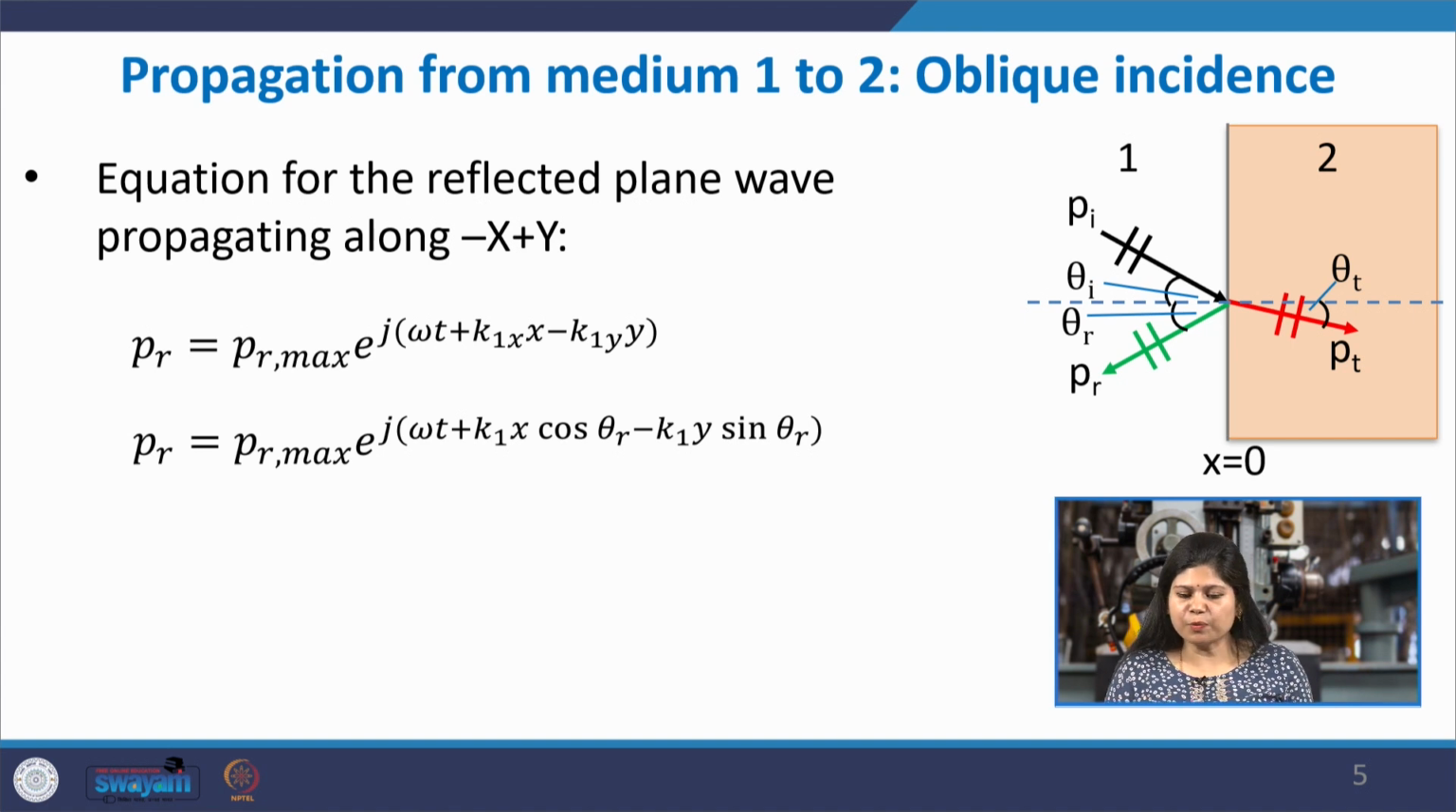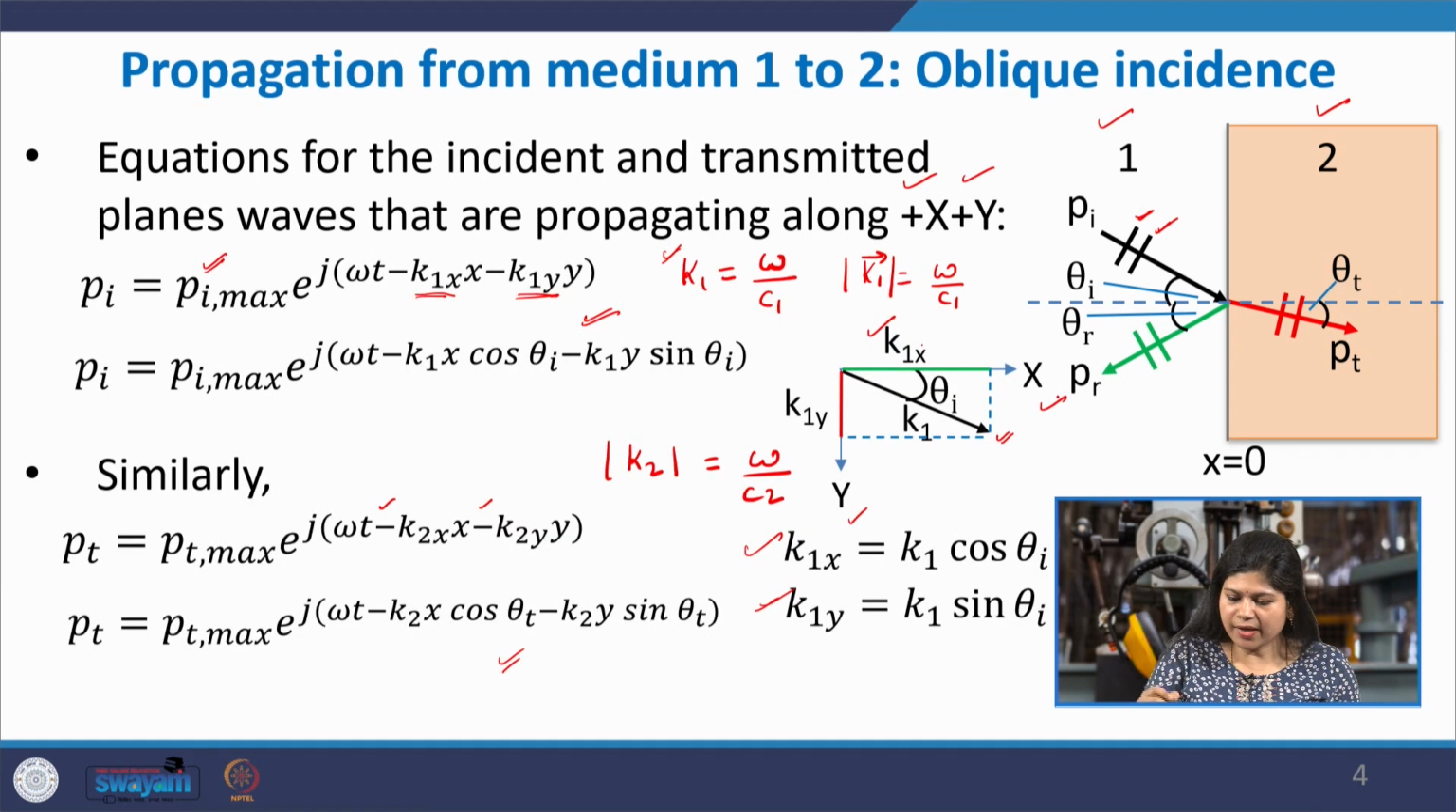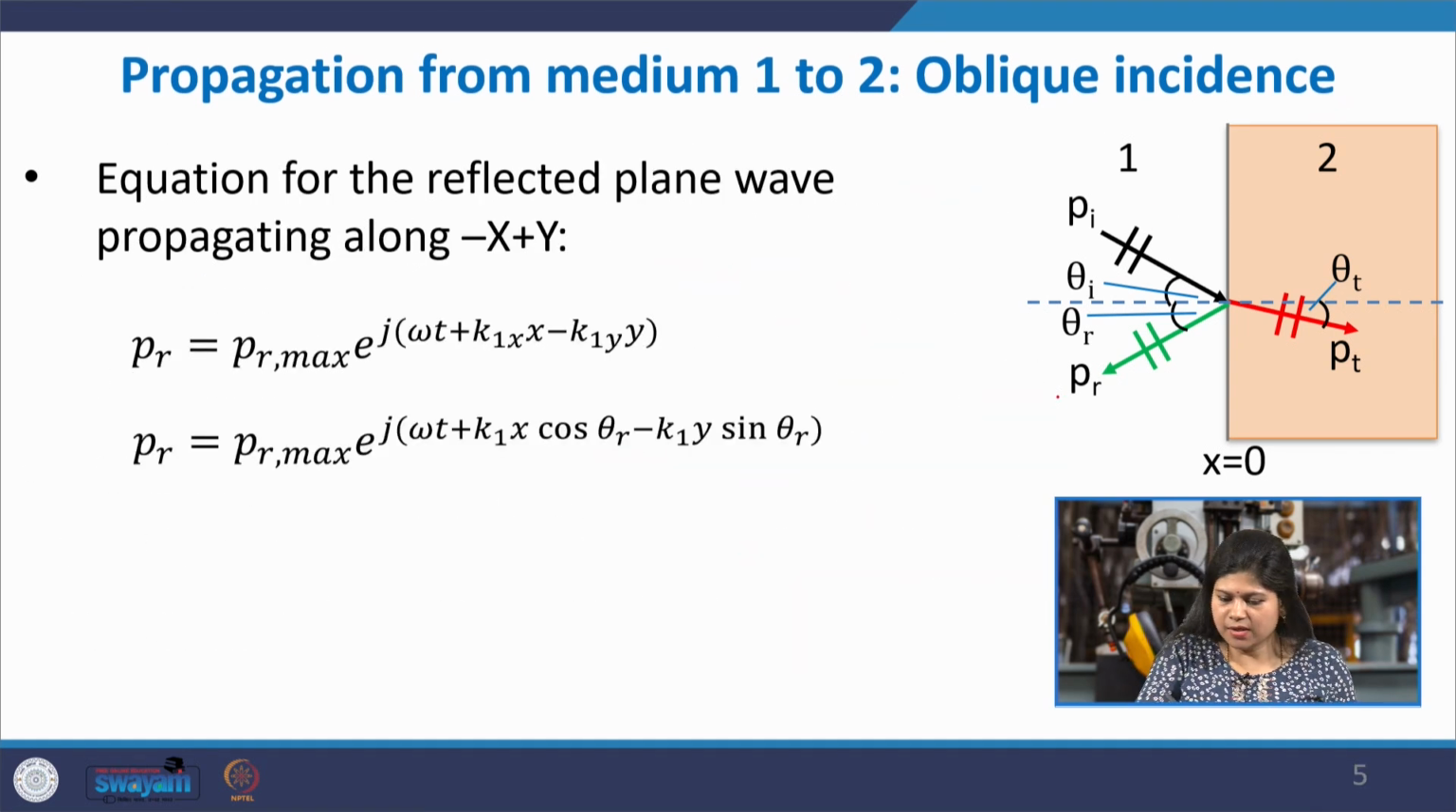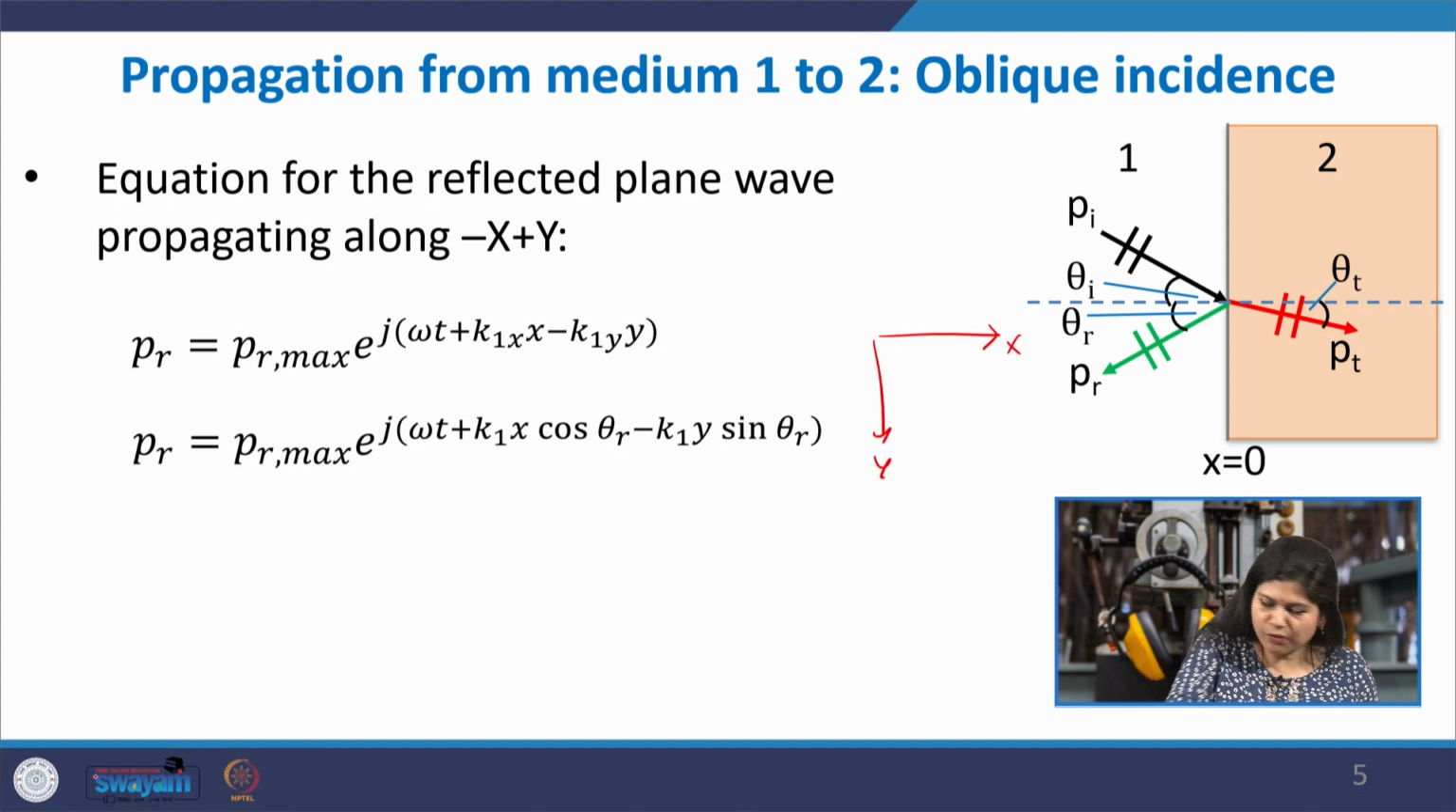Now, as you can observe, the reflected wave is travelling in the positive y direction, because this is our x and y coordinate, which I will draw here as well. This is our x and this is our y, and what is happening to the reflected wave? It is travelling in the positive x but negative y direction. So, that is why we have a plus sign in the x component and a minus sign in y.